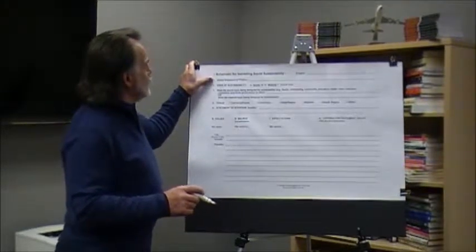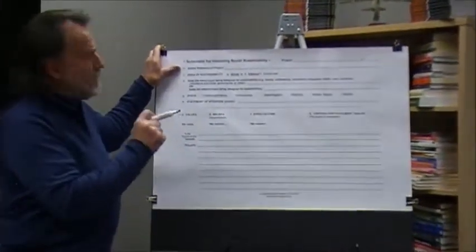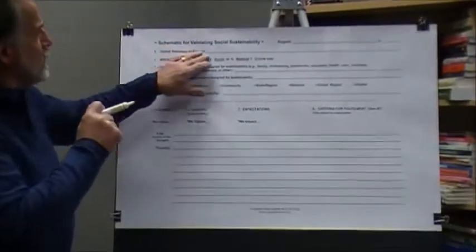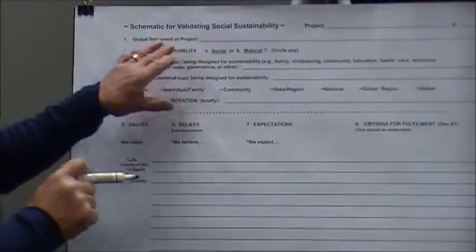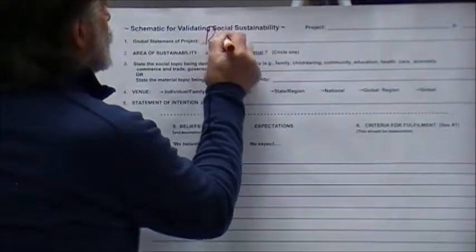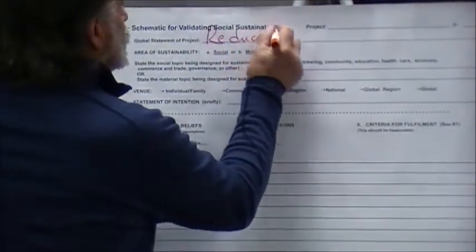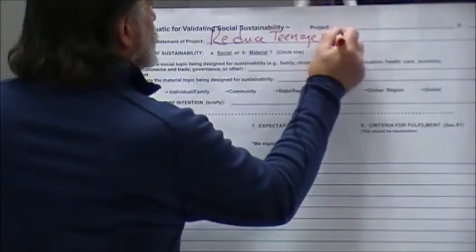First of all, we want to write a statement, the global statement of the project. This is the kernel of thought that will guide us throughout this whole process, okay? This statement is the kernel of truth that will guide us in the designs that we come up with. Try to keep this to one sentence, okay? So we'll write in here, reduce teenage pregnancies.